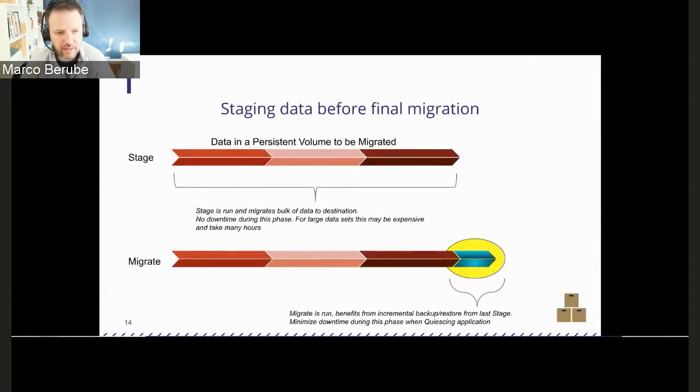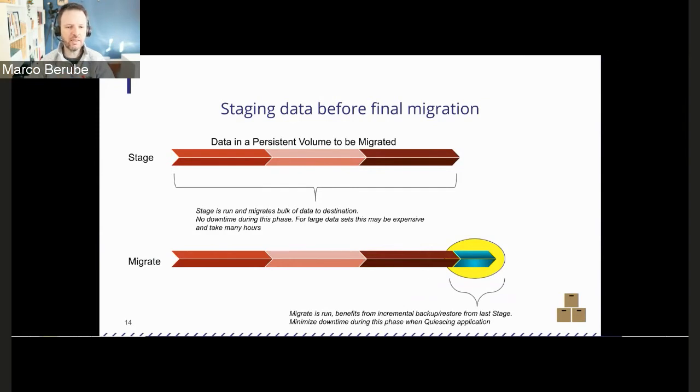When you're migrating, you have an option to do a stage process before clicking the final migrate button. What a stage allows you to do is to copy as much of the data as possible before the final migration. So typically what we would see, as an example, is running the stage process during business hours, so the vast majority of the data has been pre-copied.